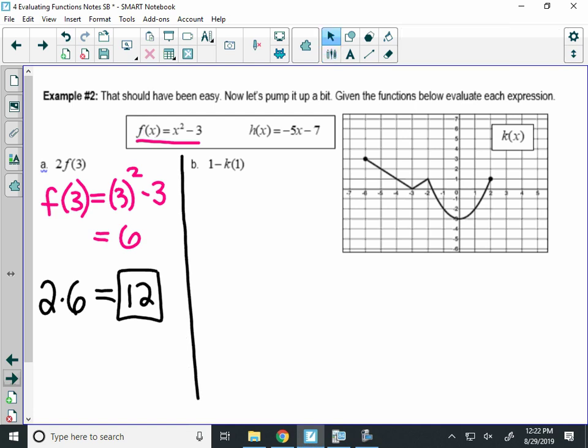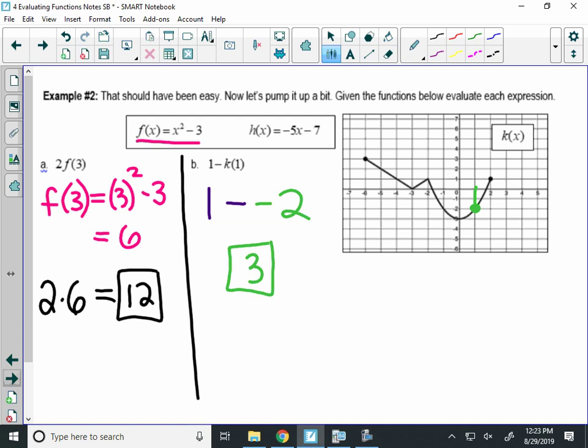Well, which function here is k? The graph. So I find k of 1. That 1 is an x value. And what's the output for 1? Negative 2. So I'm going to write this all down at once. I'm going to take 1 minus, and then k of 1 was negative 2. You have to make sure you write both of those negatives. Well, what happens when you take 1 minus negative 2? You get 3, and that would be your answer.